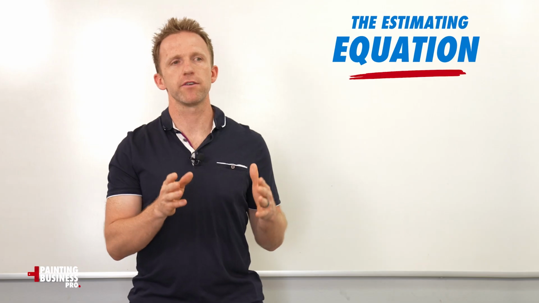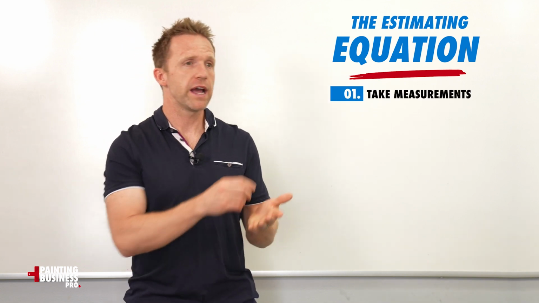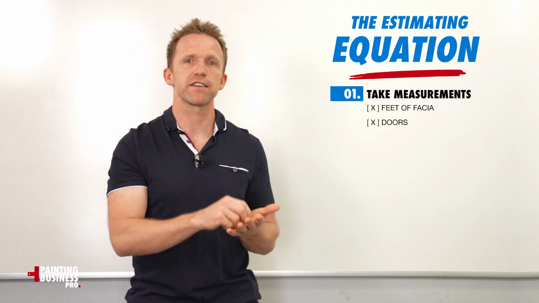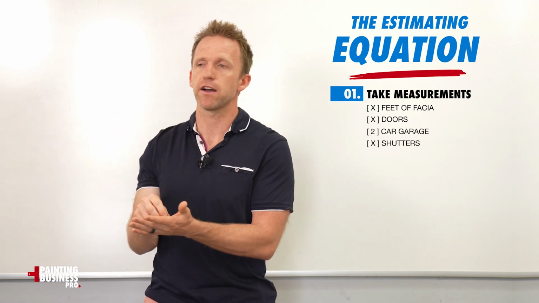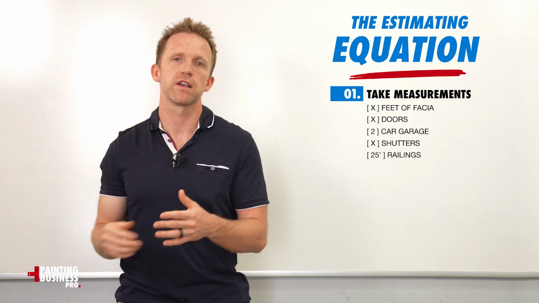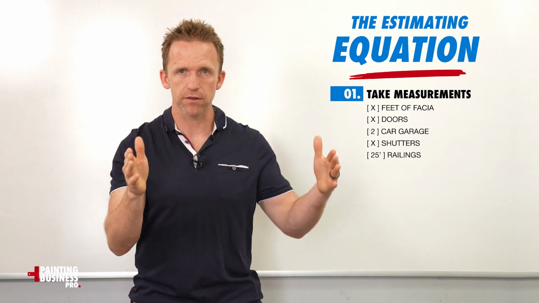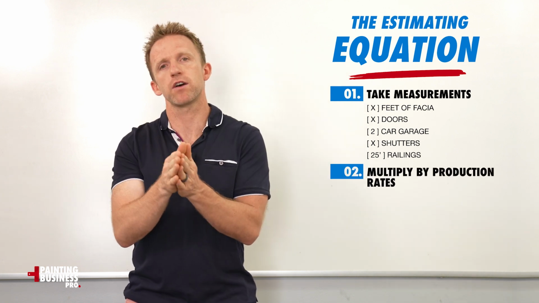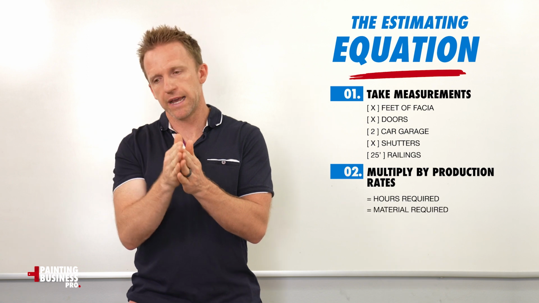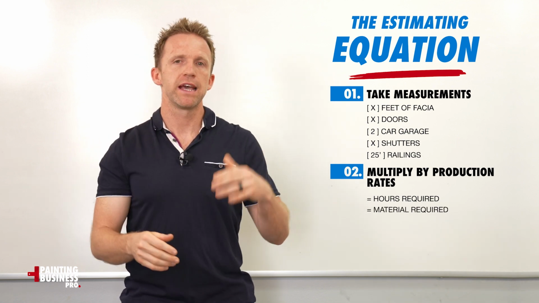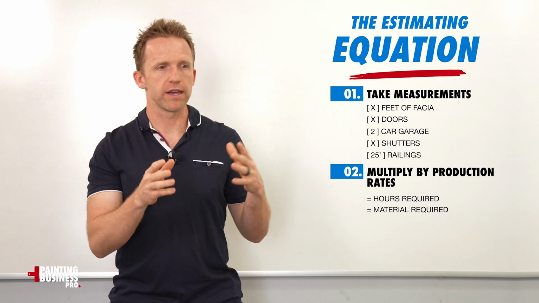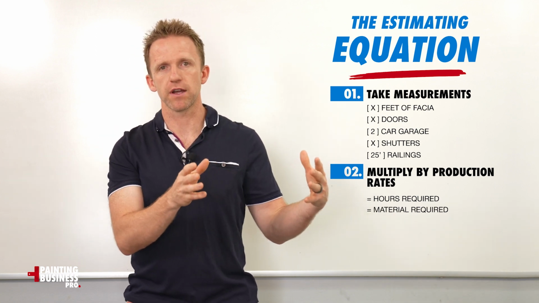So the first thing that we do is we take all of our measurements. So we know, hey, I've got this many feet of fascia, I've got this many doors, I've got a 2-car garage, I've got this many shutters on the house, I've got 25 feet of railings, and so on. So I've measured the house, and based on my production rates, it will tell me how many hours are required and how much material is required. Okay, so we already have that information, and at the end we'll talk about how you get these production rates. There's a bunch of resources out there where you can get them.